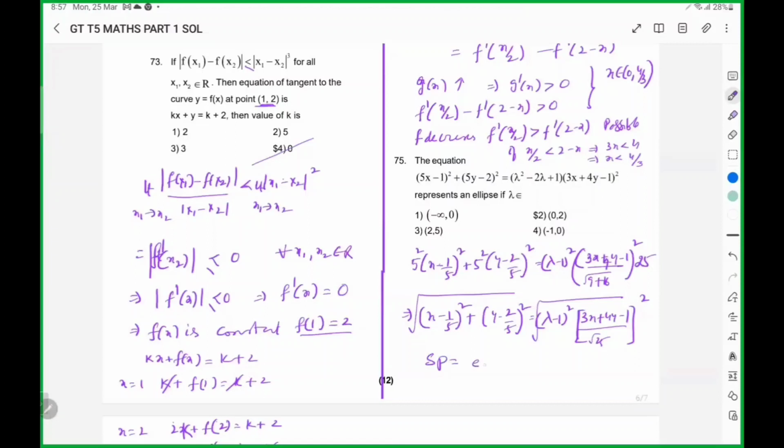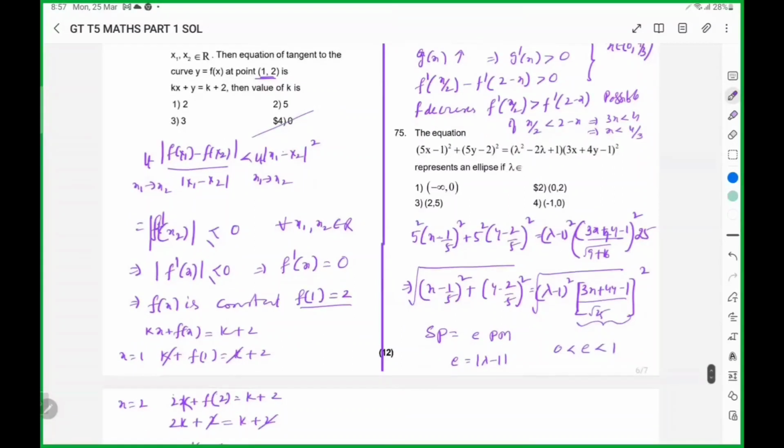SP is equal to e PM. So this is the perpendicular distance. E here is mod of lambda minus 1 for the ellipse. E lies between 0 and 1. So mod of lambda minus 1 lies between 0 to 1. That means e, in fact, is mod of lambda minus 1. So lambda lies between 0 and 2.